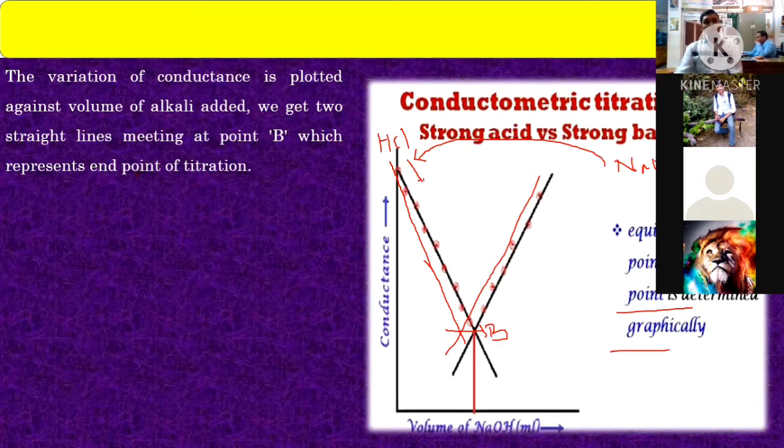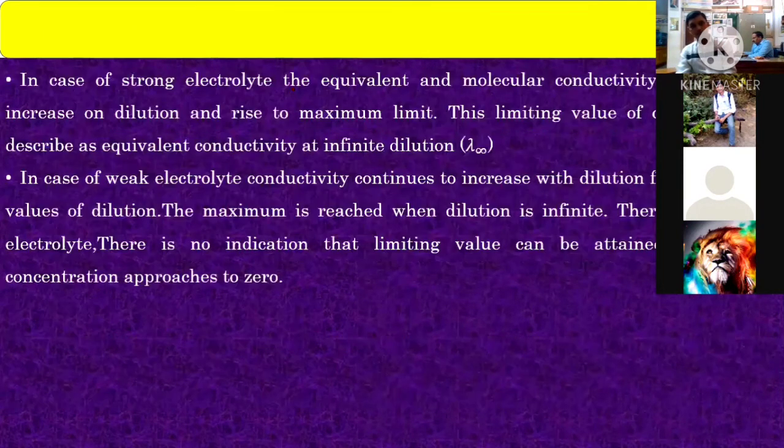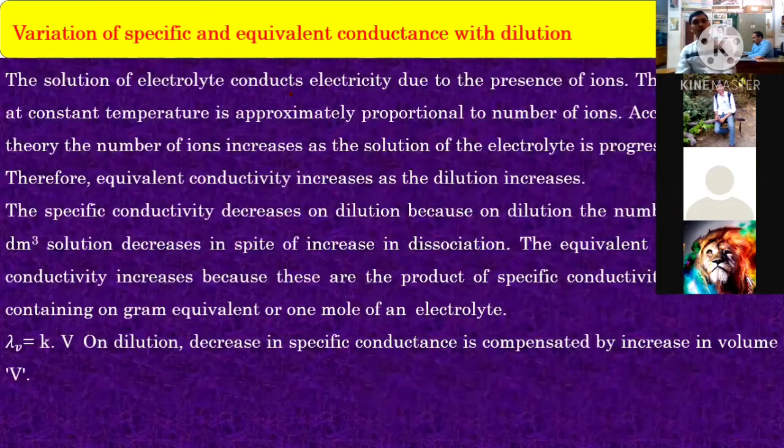Okay, then four types of titration will be discussed in tomorrow's lecture, but this is an important topic. Today we'll discuss an important topic, that is conductometric titration, then variation of specific and equivalent conductance with dilution. Okay, this is a more important part, and it is important in our exam. Therefore, read it very carefully.